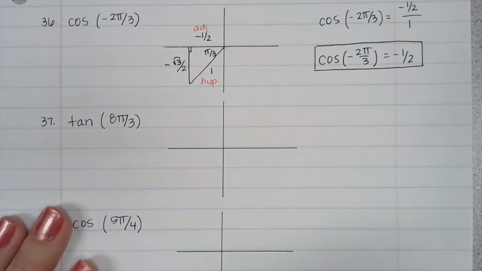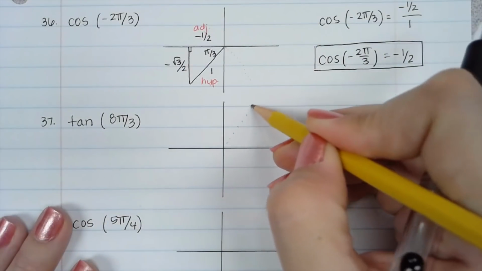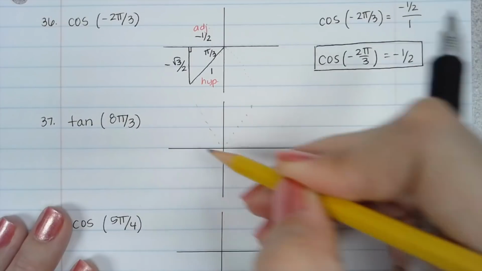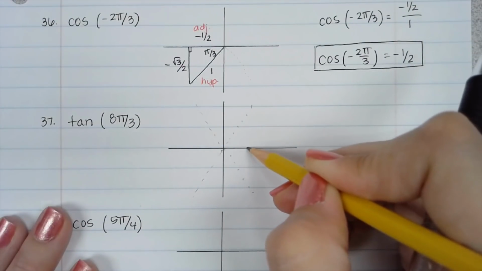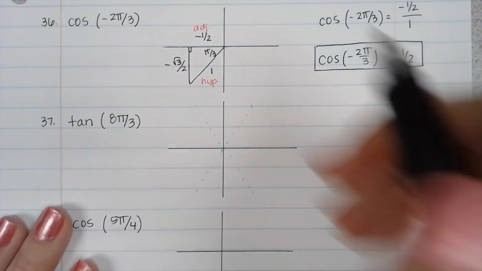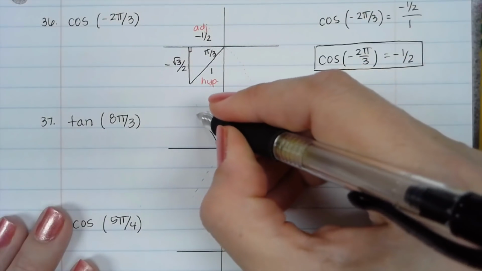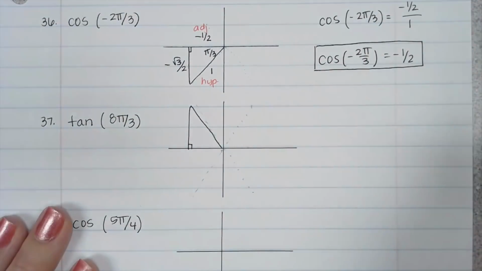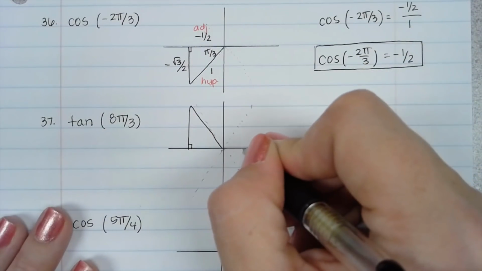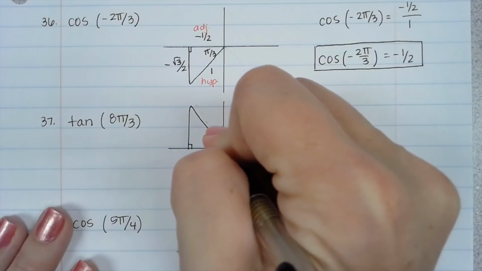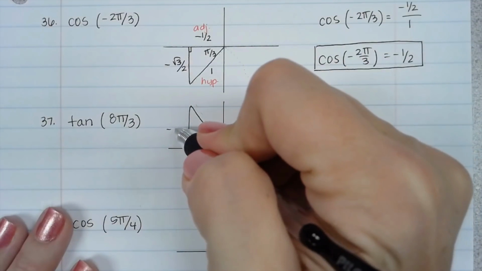37 is the tangent of 8 pi over 3. So 1, 2, 3 pi over 3 gets me here. 4, 5, 6 pi would get me back here. 7, 8. And so as I go around the circle, 8 pi over 3 radians is going to put me back over here in quadrant number 2. 3 got me here, 6 got me here, 2 more got me here. And so my reference angle on this one is going to be pi over 3.